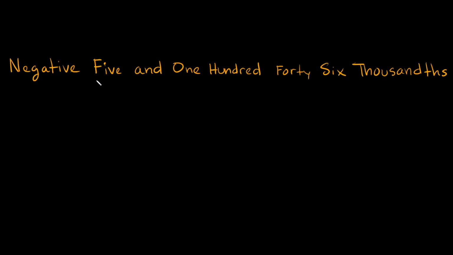Okay, so this one says -5 and 146/1000ths. All right, so this one's kind of a mouthful, right? But again, just follow the same steps we've been doing. So this time, instead of a positive number, we're going to have a negative number. Okay, so -5, right? So put a 5 there. So we have -5 and so that's where my decimal goes.